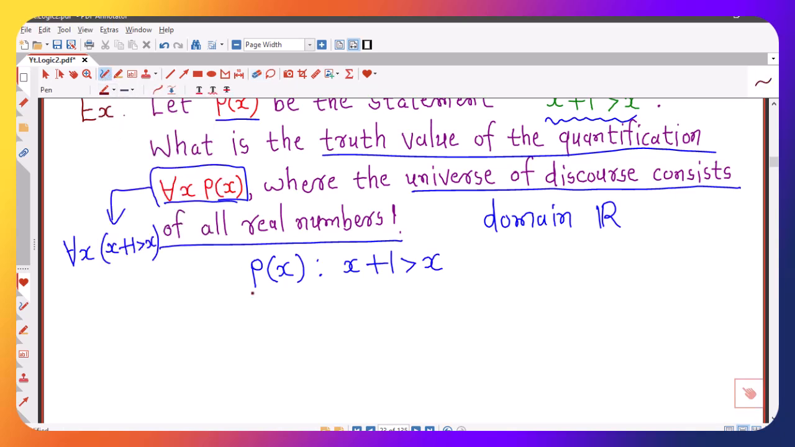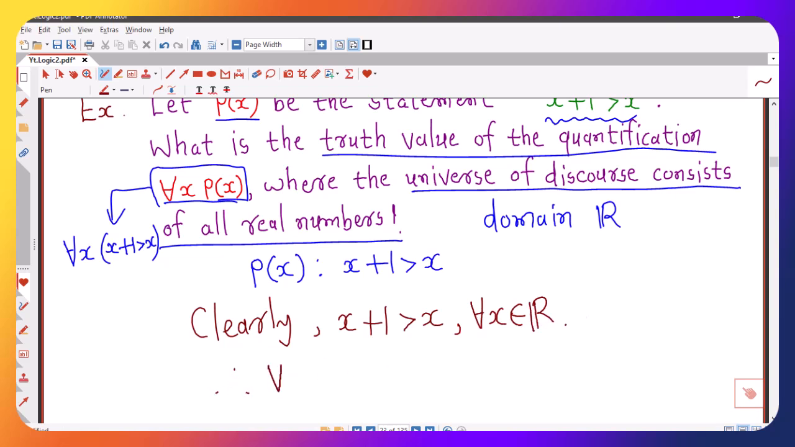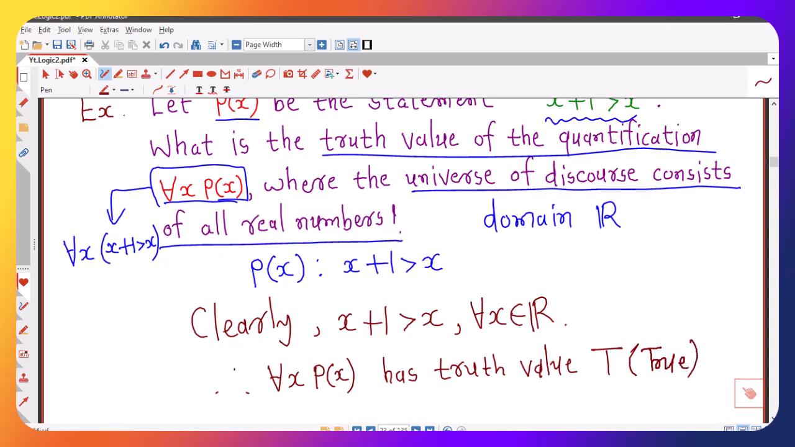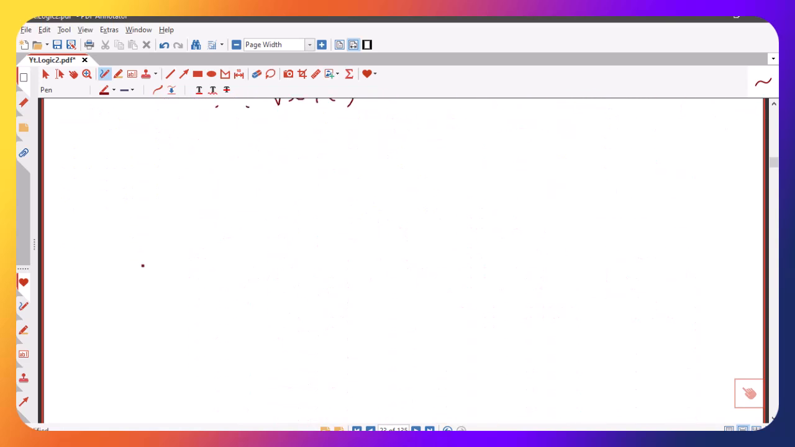So we can write that clearly x plus 1 is greater than x for every x in the set of real numbers. Therefore for all x P(x) has truth value capital T, or we can write that it has truth value true. It is always true for every x in the set of real numbers.